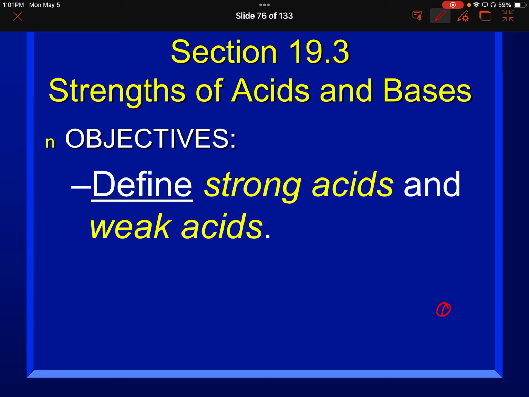Today we're going to start with strengths of acids and bases. So first we're going to be defining what a strong acid is and what a weak acid is. And where can you find a list of the strong acids? On your periodic table. And if you'll double check those right now, you'll see that there are 6 of those.